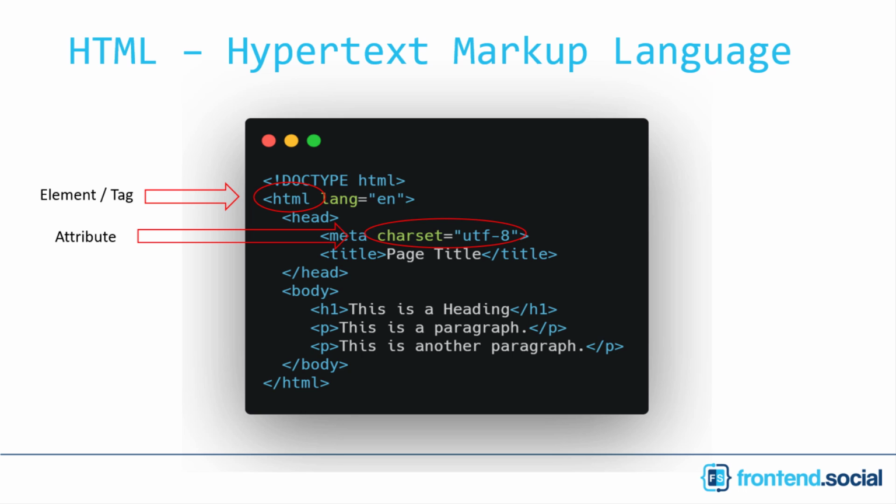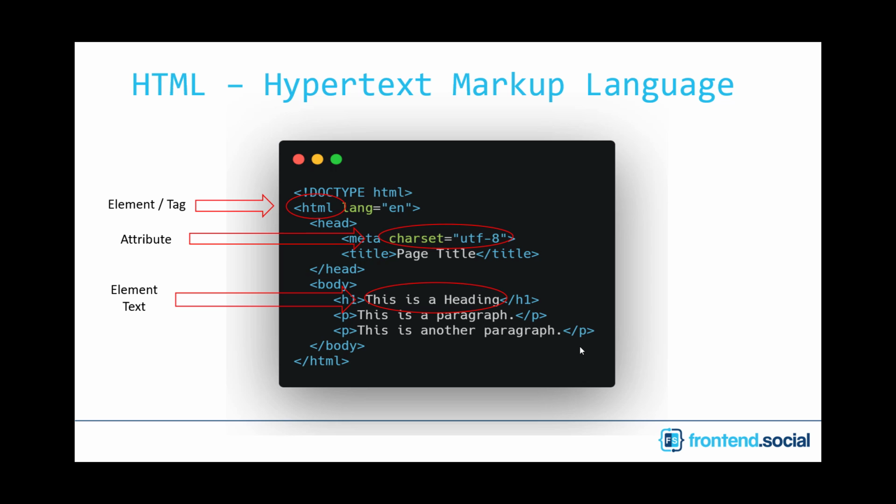If there is any more content present on the tag, it is called an attribute. Here, charset is an attribute and UTF-8 is the value of the attribute. If you find any text inside a tag, it is called element text. When an element starts, it closes, but before closing it, you have to mention /.